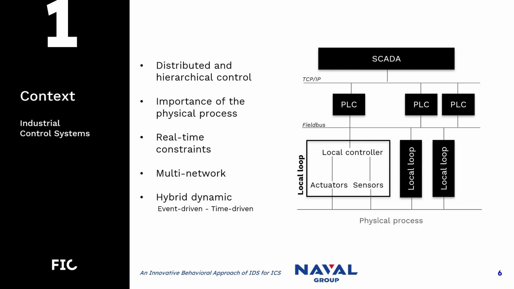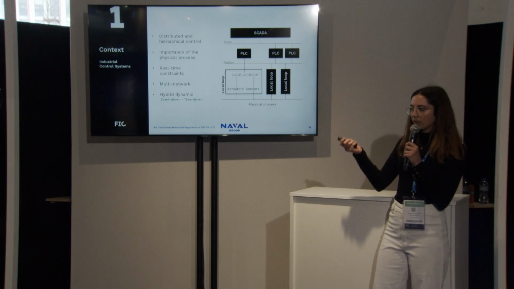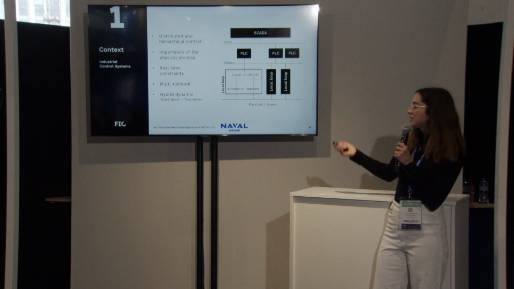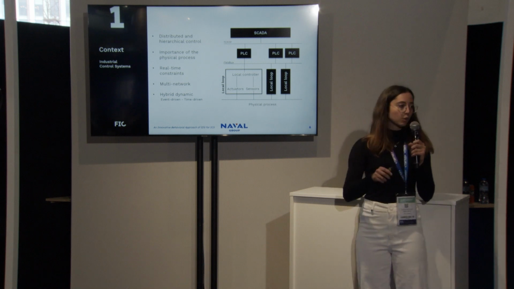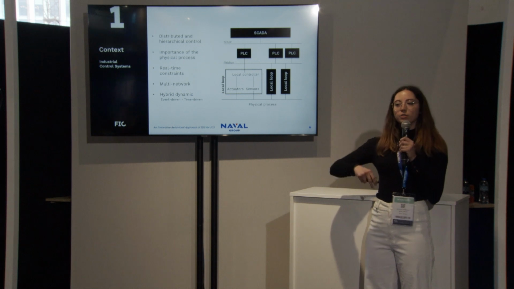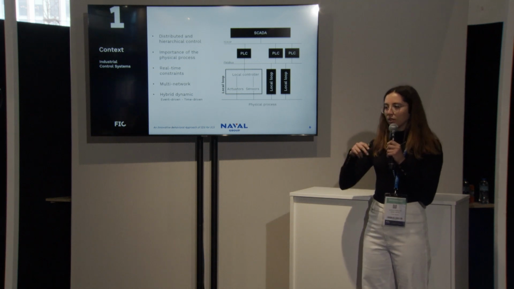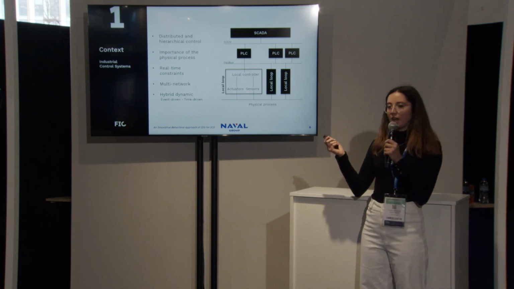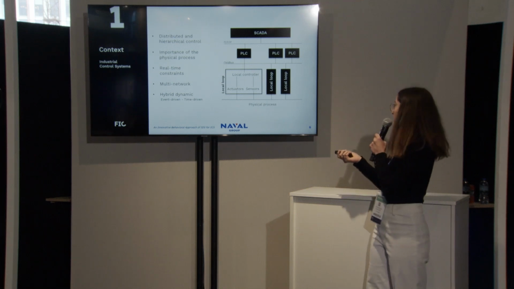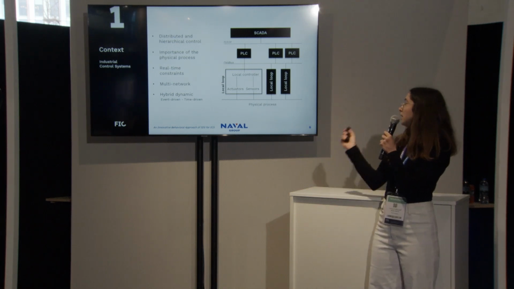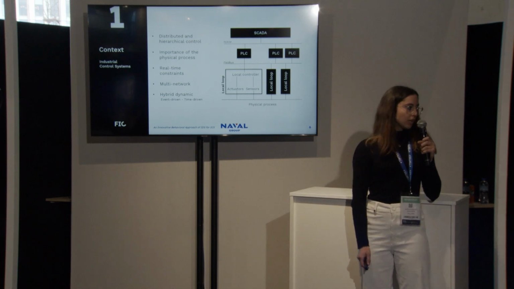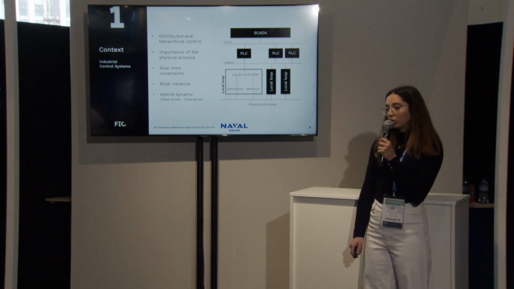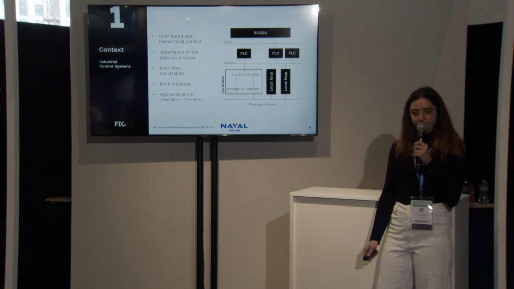All of these ICS share common characteristics, and they all have the same architecture. This is the little figure that you can see on the right. Basically, you always have the physical process, and then you have different layers, different control levels. First of all, you have the local loop with actuators, sensors, and eventually a local controller. Then you have the PLC level, the programmable logic controller. You then have the SCADA level, the supervisory control level.